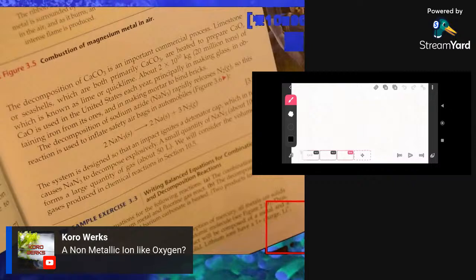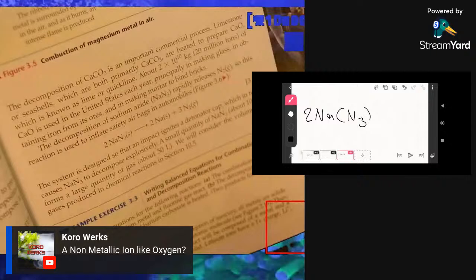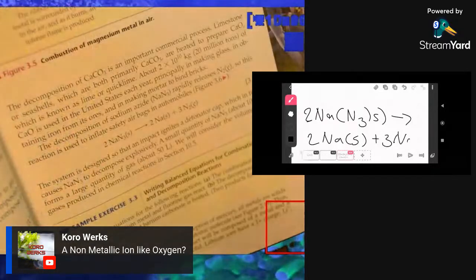All right. So, anyways, in the bottom right there, it says 2NaN3, so that's sodium azide. 2NaN3 solid goes through a chemical reaction to 2Na solid plus 3N2 gas. So it produces 3 nitrogen gases right there. All right. So that's where we're at.